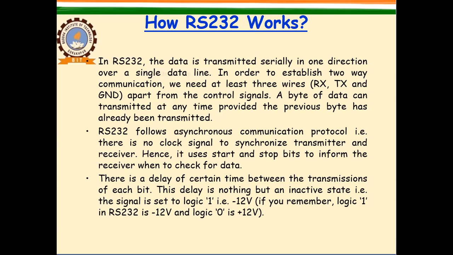As it is an asynchronous type of communication, a byte of data can be transmitted at any time. It needs no clock signal to synchronize it. The transmission only checks whether the previous byte is completely sent or not. RS232 follows an asynchronous communication protocol, so it does not require any clock signal to synchronize between the DTE and DCE. Hence, it uses start-stop bits to inform the receiver when to check for data.